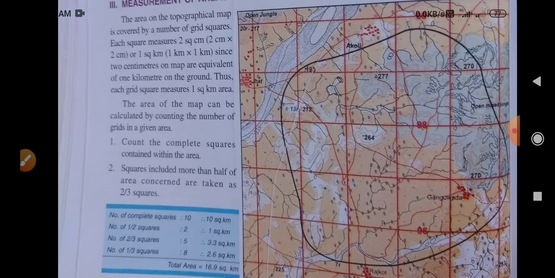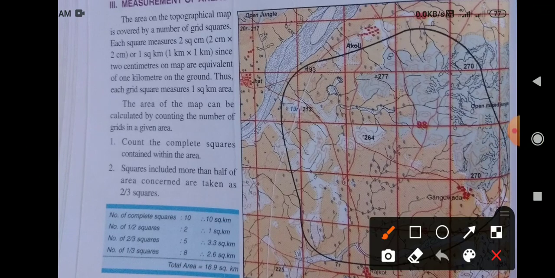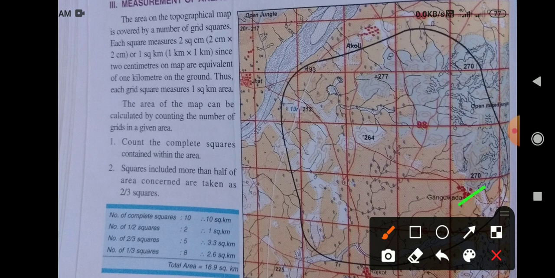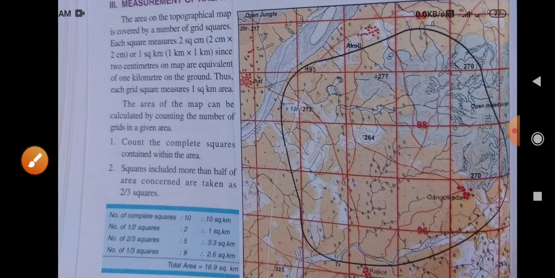So now in this example, you go on counting the complete squares. This is 1 complete square, 2, and you can see 3. Okay, 1, 2, 3, 4, 5, 6, and 7. Then you see 8, 9, and 10. This last one is not a complete square. So the number of complete squares is 10. So how much does it become? It becomes 10 square kilometer area. Is that not so?